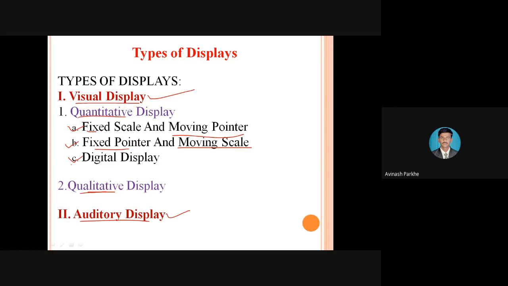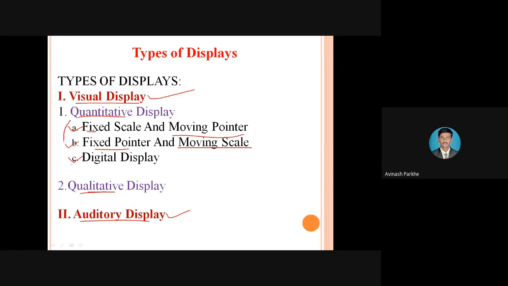Directly, you will get the output in the form of 2:15 p.m., 2:30 p.m., 3:30 p.m. Along with that, you will get the date also. Today's date, tomorrow's date, yesterday's date. So all such information you will get in a digital manner. Therefore, the third type is also introduced in the case of a quantitative display. But in all three types, in the case of a quantitative display, it is further divided into types: fixed scale moving pointer, fixed pointer moving scale, digital display.